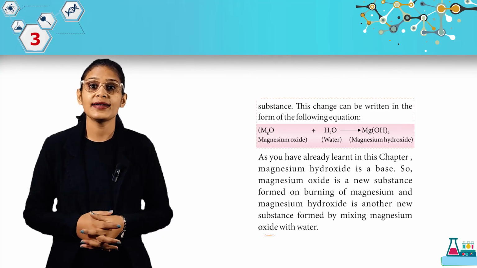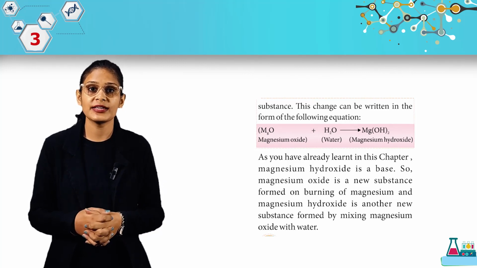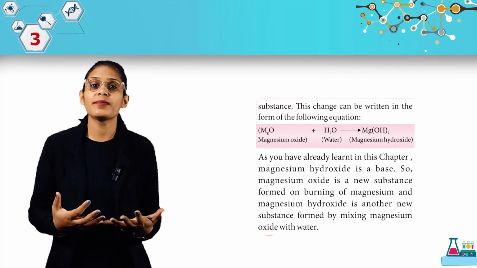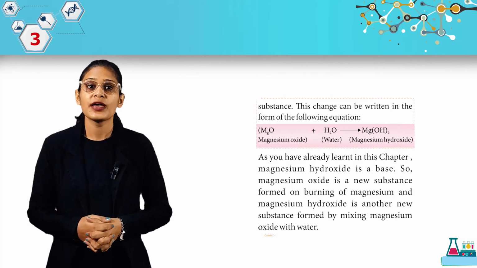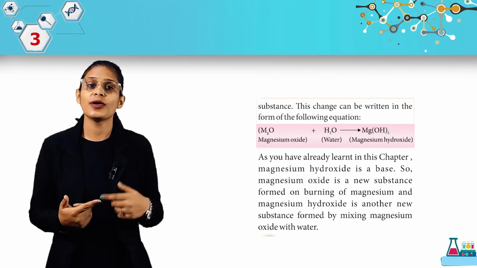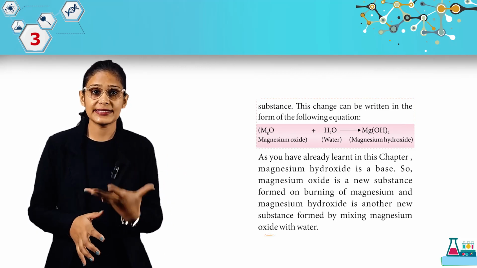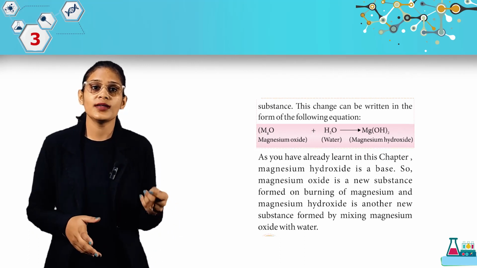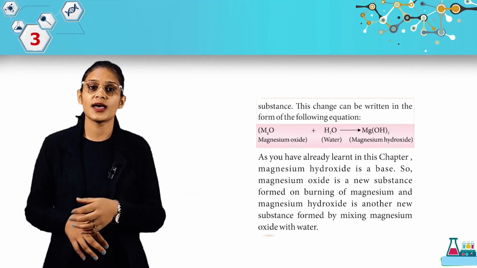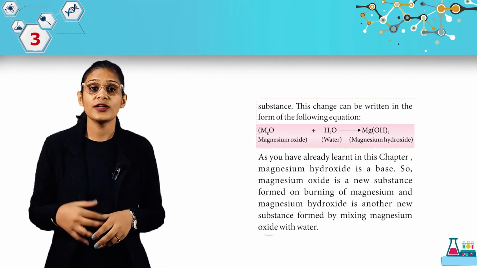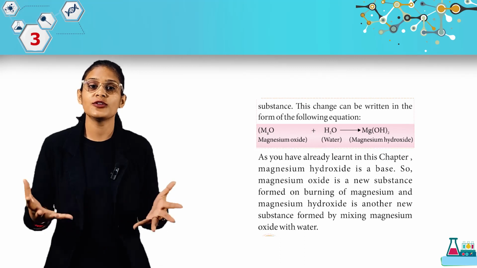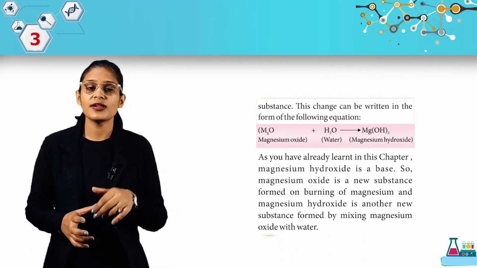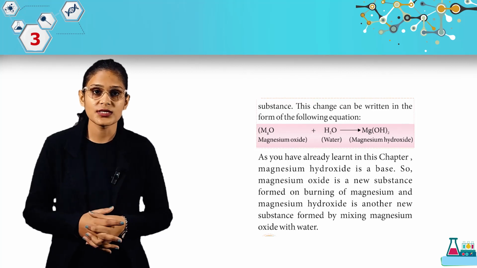So magnesium oxide is a new substance formed on burning magnesium, and magnesium hydroxide is another new substance formed by mixing magnesium oxide and water. So student, this activity you have to perform in the presence of your teacher, or this activity is demonstrated by your teacher. In this activity, what you find, when you burn a magnesium ribbon, you find the new substance, that is magnesium oxide. And when you mix magnesium oxide with water, you get a new substance, that is magnesium hydroxide. So student, this is a chemical change because we get the new substance in this change.